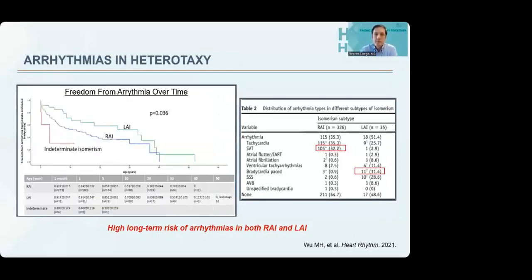We also know that patients with heterotaxy are at high risk of arrhythmias, which may explain the high rate of sudden cardiac death in these patients. In this study, about 35% of patients with right isomerism and 51% of patients with left isomerism had arrhythmias by age 20. The most common arrhythmia in right isomerism was SVT, whereas in patients with left isomerism, it was paced bradycardia, either due to sinus node dysfunction or atrioventricular block. And we'll talk more about this in a bit.